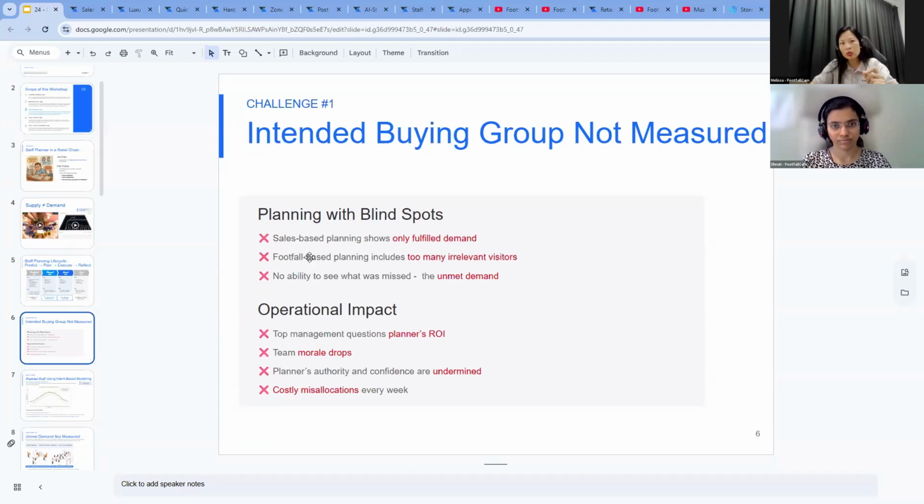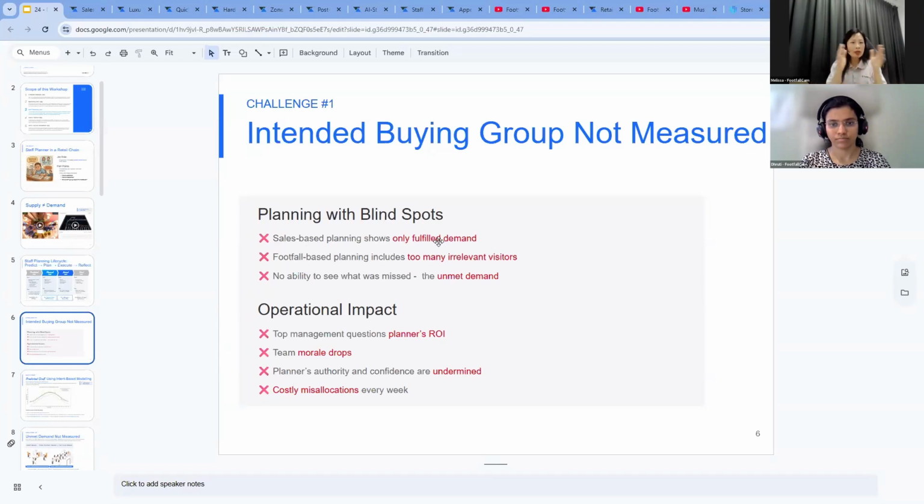They're not the actual demand. And a lot of retailers probably say, all right, 20% of my footfall is the demand. So they kind of set a percentage to it. Yeah. Now, sales is your fulfilled demand. Yeah, you will see the fulfilled demand. But what you really need to be planning around is the actual demand. What is the number of the intended buying group? So let me explain.